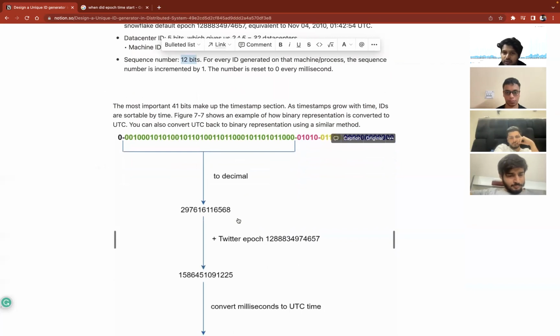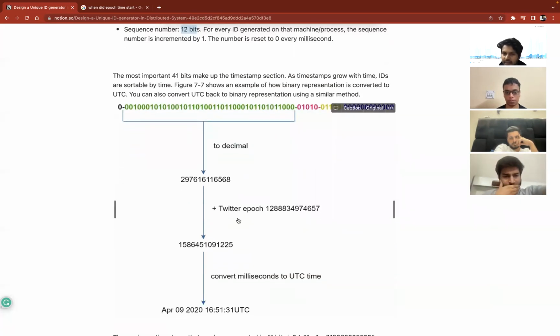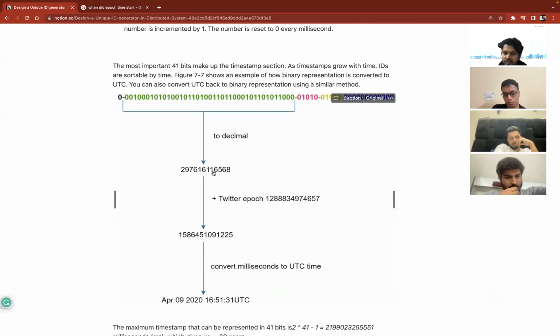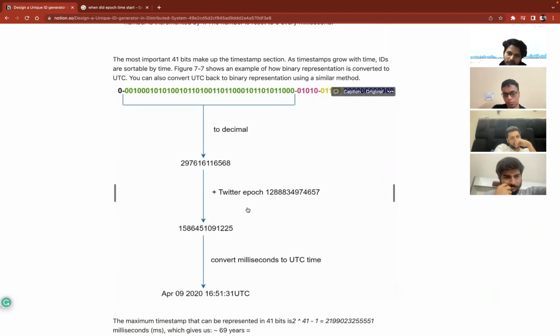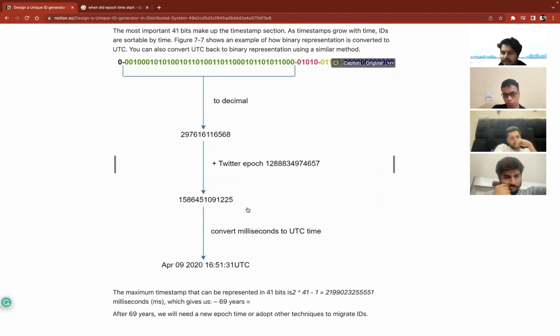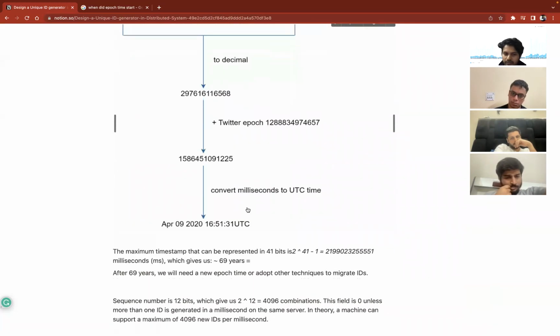Timestamp is obviously one of the most important parts, because this is how you abstract and solve for sorting and incrementality also. Correct? And the entire identifier is also numeric. As you can see, from the timestamp you can simply convert it to decimal, then see what epoch time you are getting, and convert the epoch time into UTC, and you get the exact time. So when was this request created? Right? That is the identifier that you get.